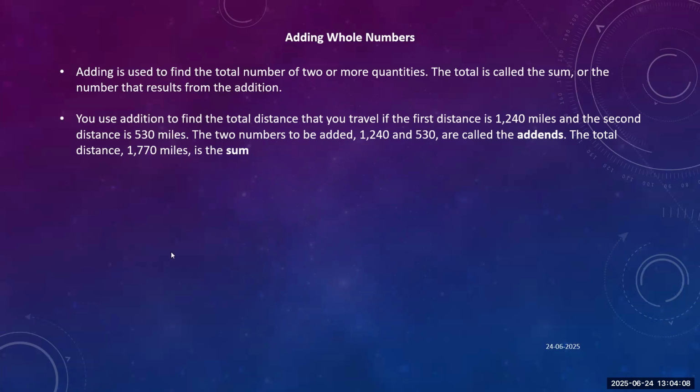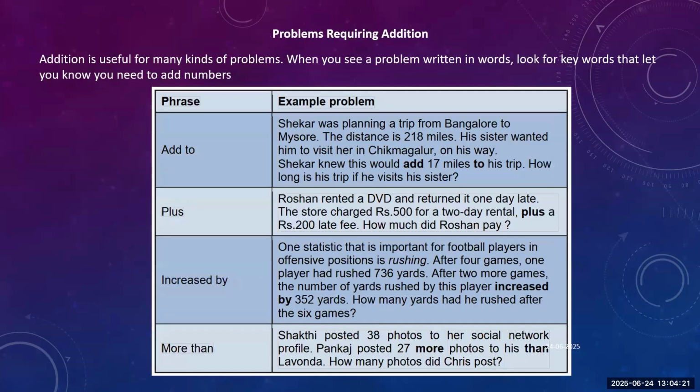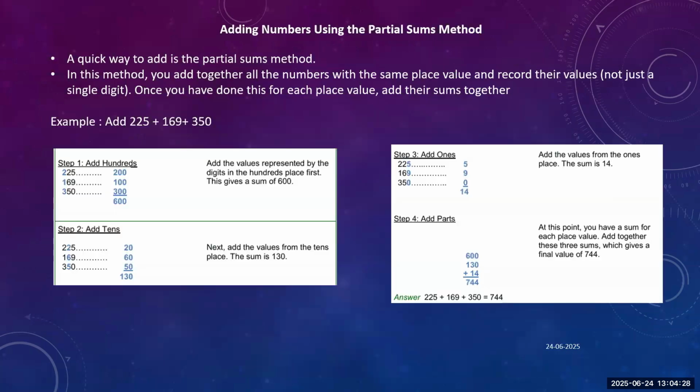There are ways in which addition can be done faster. I will tell you. If you have a note and pen, you have to now add these numbers: 225 plus 169 plus 350. Can you write it down? 225 plus 169 plus 350. Can you add it and tell me? Sure, sir.